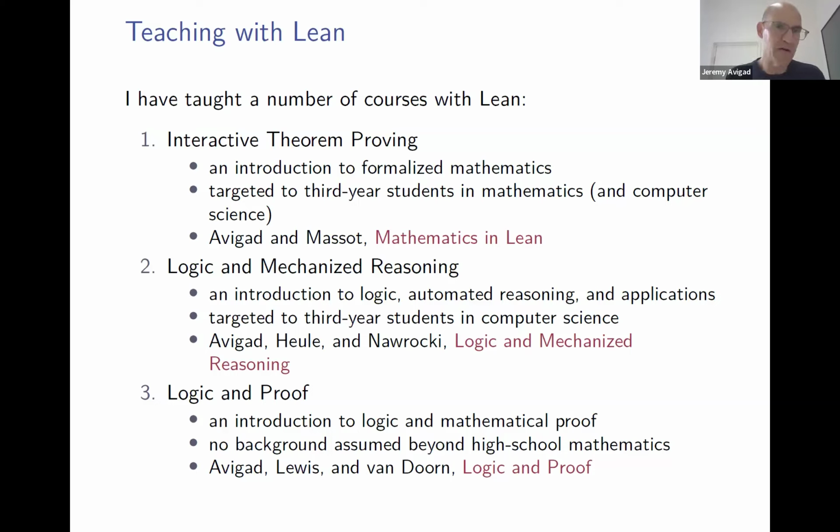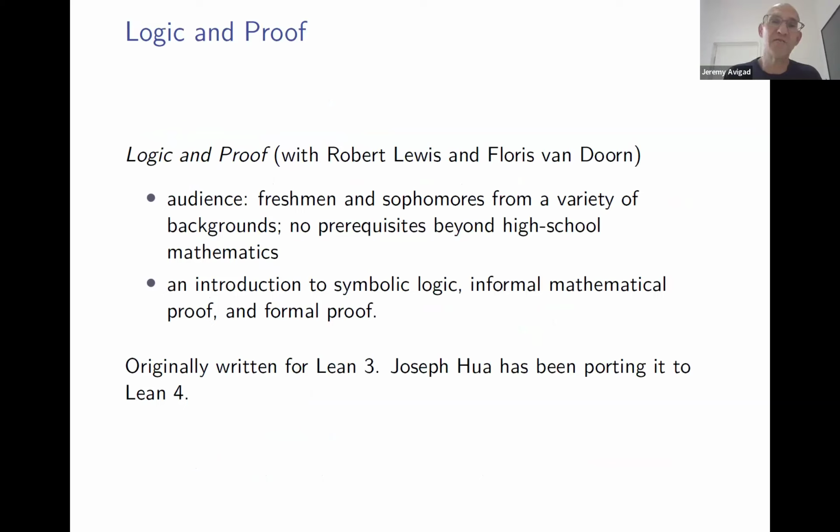So it's based on a book that I wrote a number of years ago with Rob Lewis and Floris van Doorn. I haven't taught it in a few years now, but colleagues have picked it up. So it has been taught at Carnegie Mellon with the same materials. And I think that's most appropriate for this workshop. So the course was designed for first or second year university students from a variety of backgrounds. So they weren't assumed to be math or computer science majors. In fact, we had business majors and language majors and so on. And the course was designed to be an introduction to symbolic logic, informal proof, and formal proof.